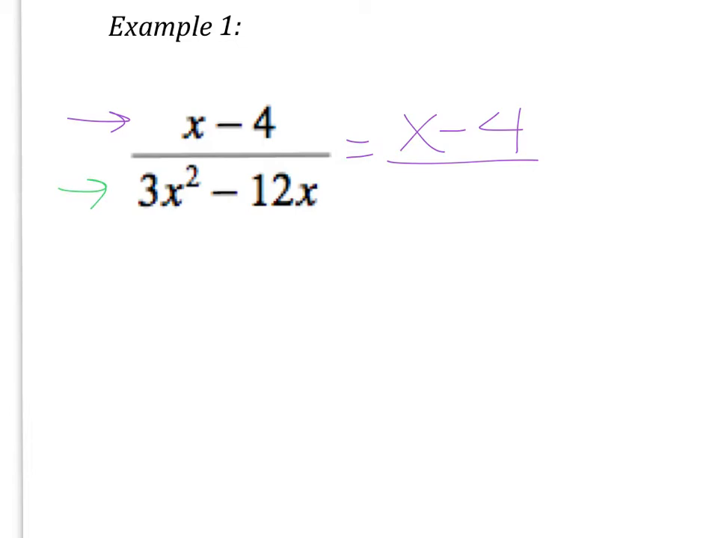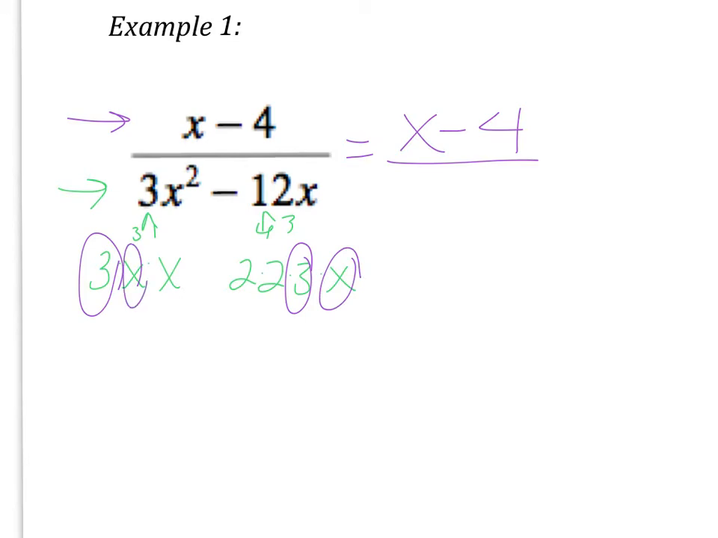Moving on to the denominator, we have 3x squared minus 12x. Since we are missing that constant term, we are not going to do a generic rectangle and a diamond. Instead, I'm going to factor out and look to see what my GCF is. Looking at my factors, they have a 3 in common, and they also have an x in common. So my GCF for my denominator is going to be a 3x.